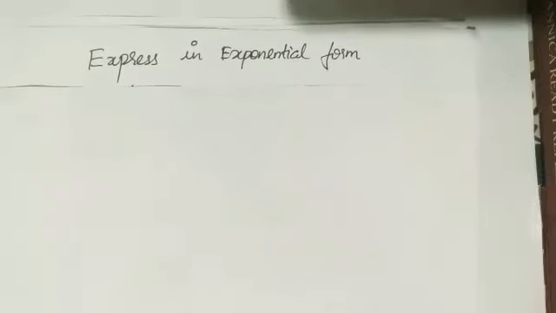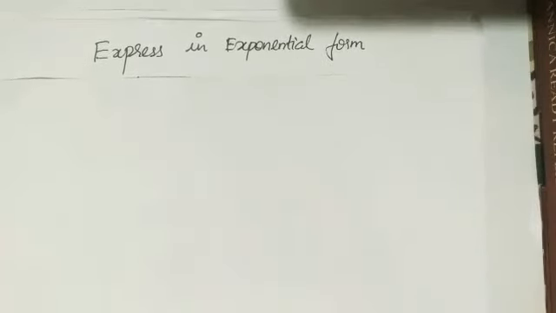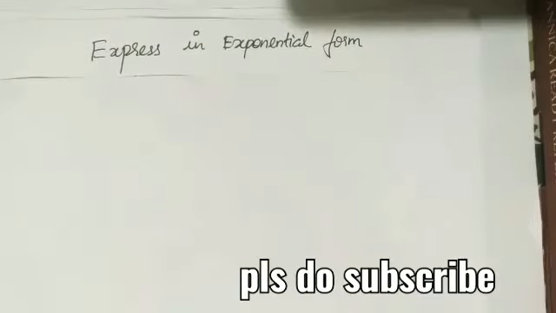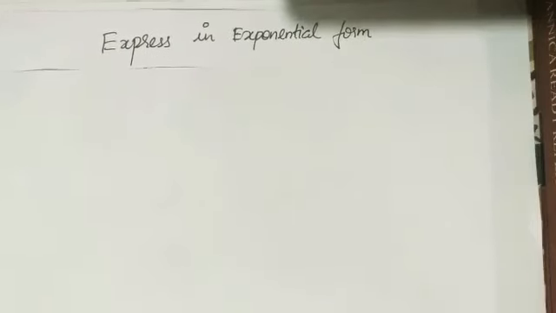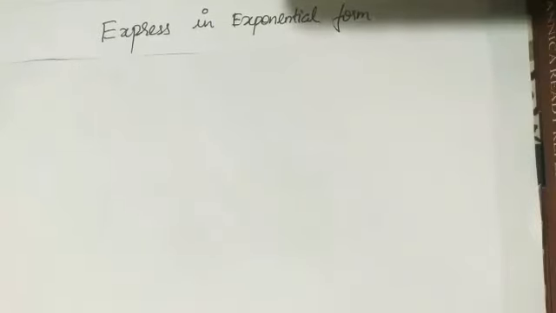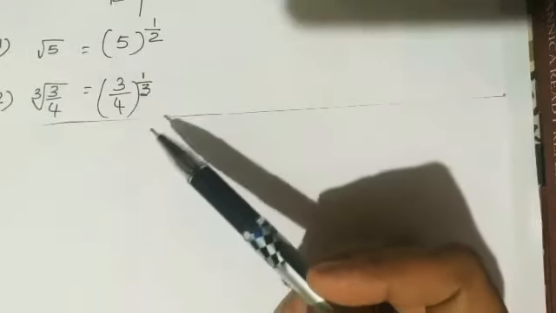When you get a question, express in exponential form. So we have to express whatever question you are given in the exponential form. That is, you have to write the answer where there is an exponent. Okay. First question is square root of 5. How can you write this? Square root of 5 can be written as 5 raised to the power 1 by 2. Just now we saw that nth root of any number is that number raised to the power 1 by n. So square root of 5 is 5 raised to the power 1 by 2. Next one, cube root of 3 by 4 is 3 by 4 raised to the power 1 by 3.